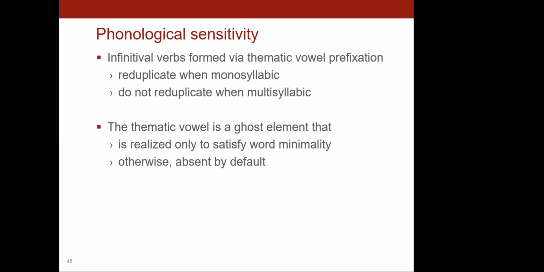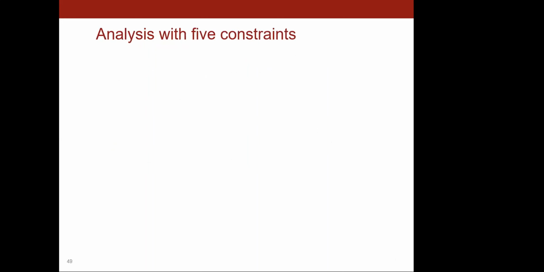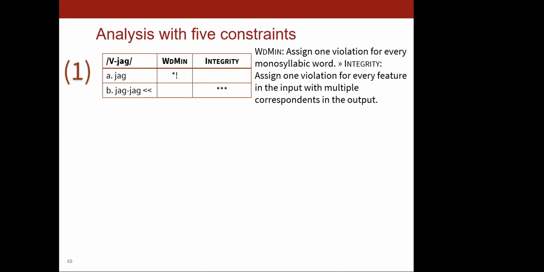So this is an example of a ghost element. If this thematic vowel is being realized in order to save a monosyllabic form from being too short, it must be disyllabic. It doesn't have to be realized if the form is already disyllabic because there's no problem there. It's not too short. So this pattern can be modeled in optimality theory using just 5 constraints.